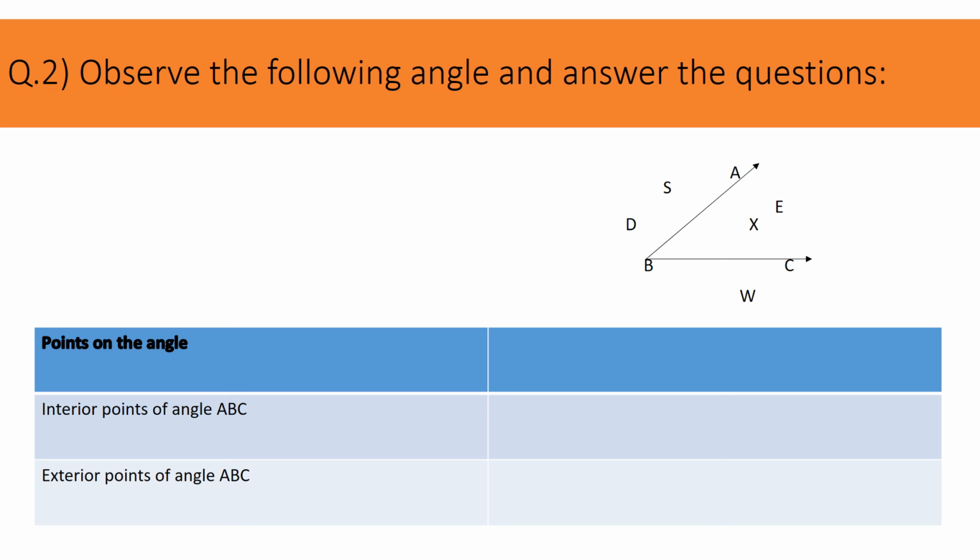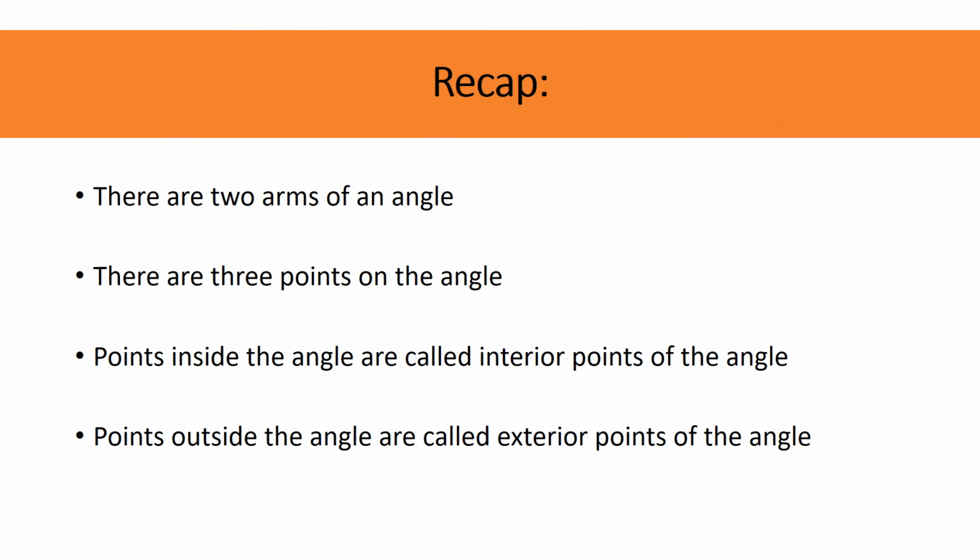With that, we have completed our today's objective. It was a very chotu objective. It was nothing much to do. Just for a quick revision we did, and we learned what are the interior and exterior points of an angle. So we just do a quick recap. If you want to write down this also in your notebook, you can write it down.